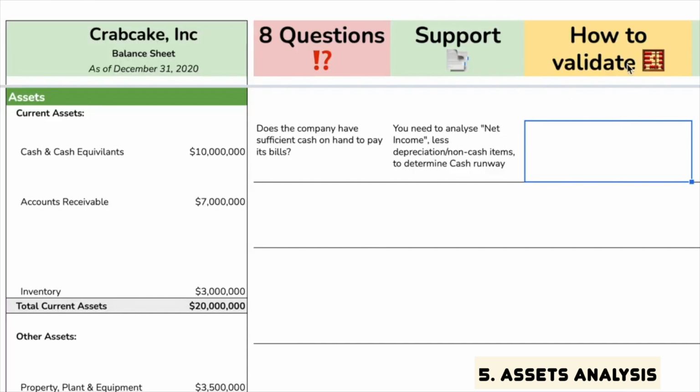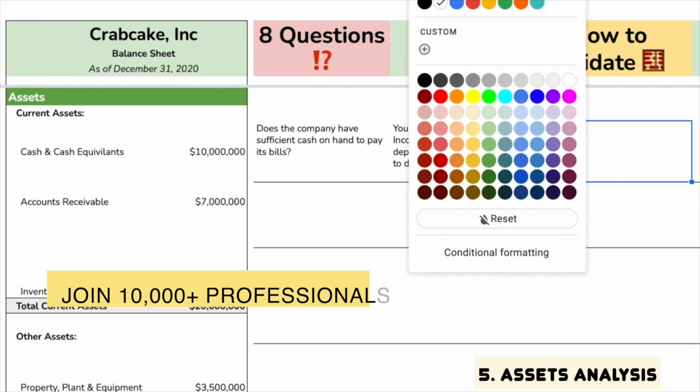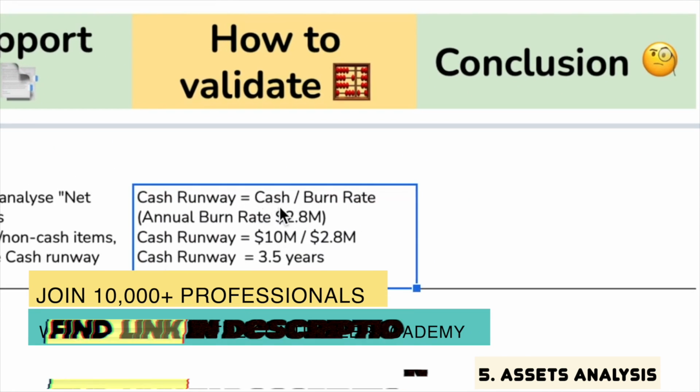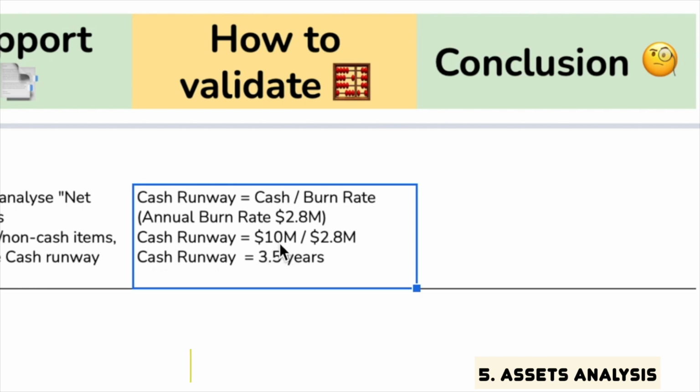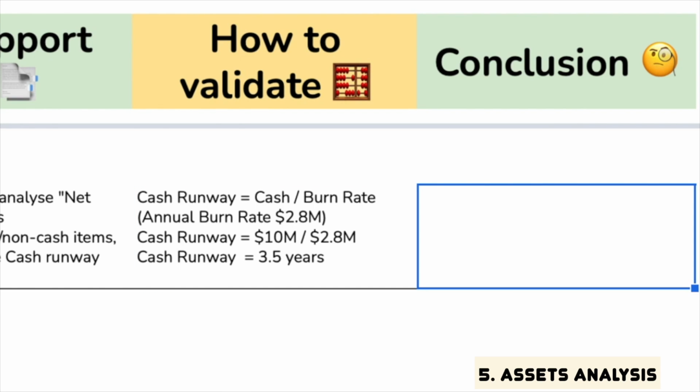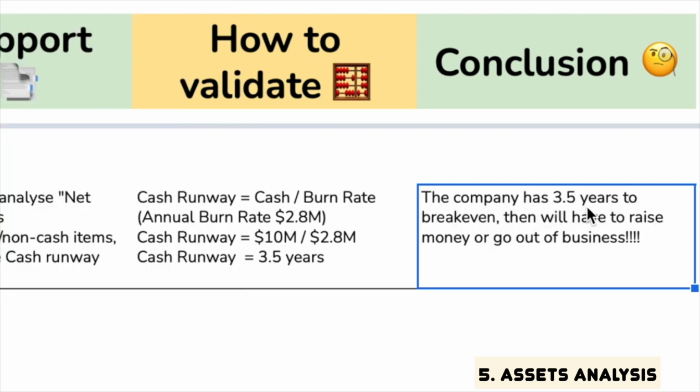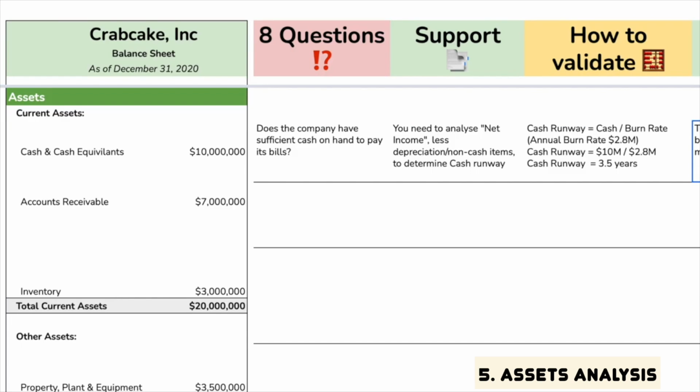So how do I validate, or how do I gain comfort over my question? Well, the only way is to calculate the cash runway. That's by taking the cash balance and dividing it by the burn rate. We just said that the annual burn rate is $2.8 million. So the cash runway is the $10 million cash balance divided by the burn rate of $2.8 million. That will give us 3.5 years. And as a conclusion to this question, what it means is that the company has 3.5 years to break even. Then it will either have to raise funds or be forced to go out of business. That's the only way to gain comfort over the cash balance if the company is losing money: to understand how much cash runway it has in order to reach break even.